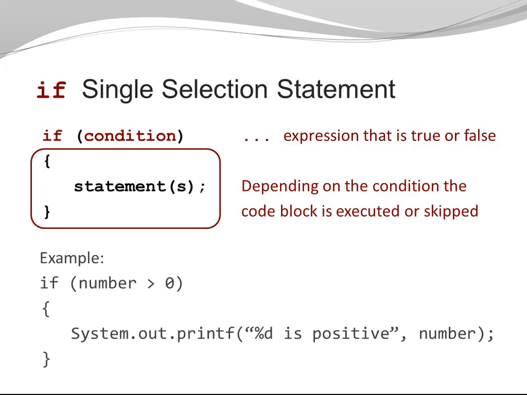Let's look at an example. I could say if number is greater than 0, print "this number is positive." So let's assume my number is 4. 4 is greater than 0, that is true, and then I print "4 is positive." Or let's say my number is -2. -2 greater than 0, this is false. So we skip and continue afterwards.